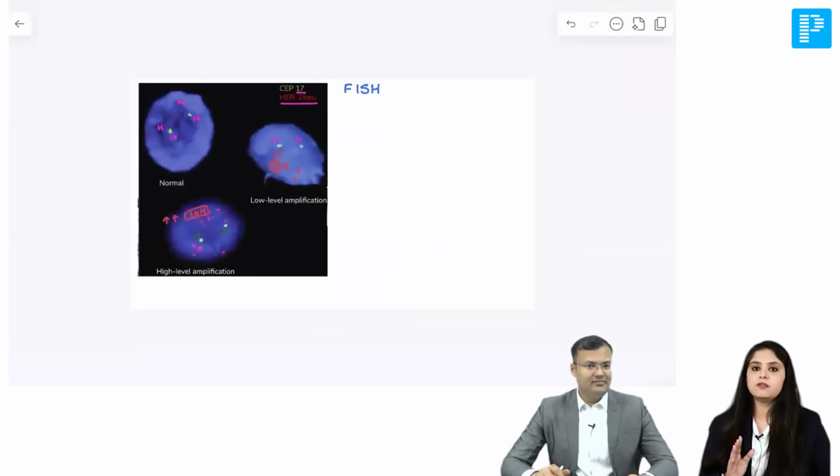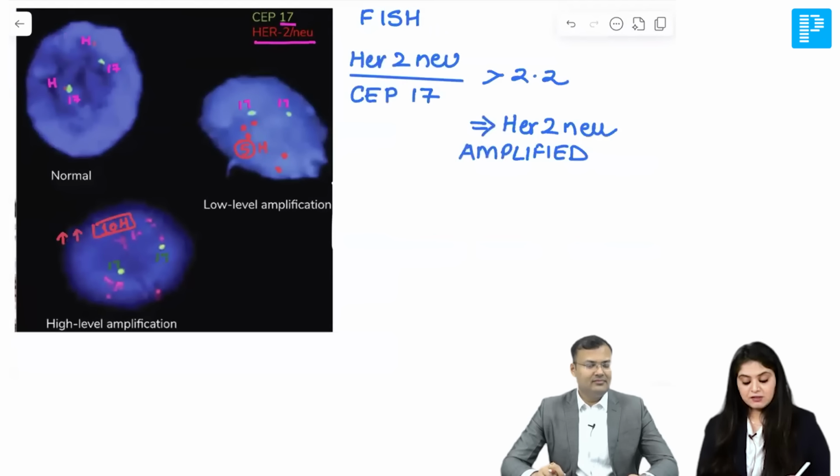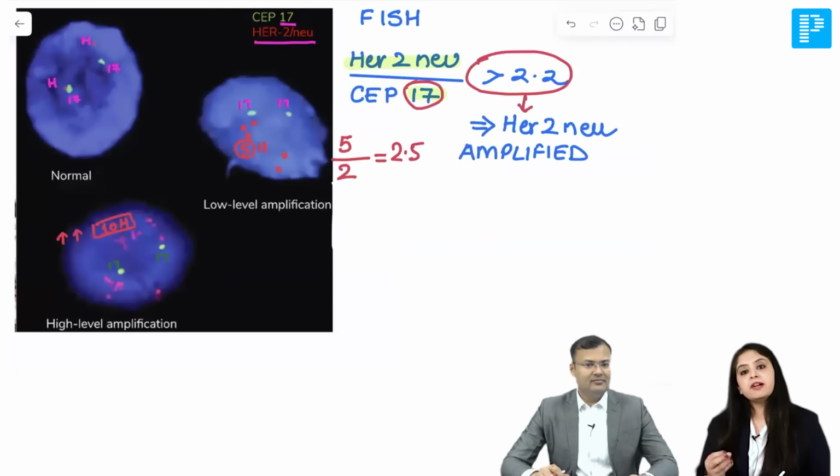So is there a cutoff at 5, 10? When do I say HER2 is amplified? For that, as per the protocol, there is a criterion which says you will calculate HER2 divided by chromosome 17. Let's calculate it. See over here, how many HER2 did I say? I said there were 5 HER2 signals that I got, divided by chromosome 17, which will always be 2 in any normal person. So this comes out to be 2.5. They say if this crosses 2.2, then HER2 neu is amplified, which means you can start with your Herceptin therapy.